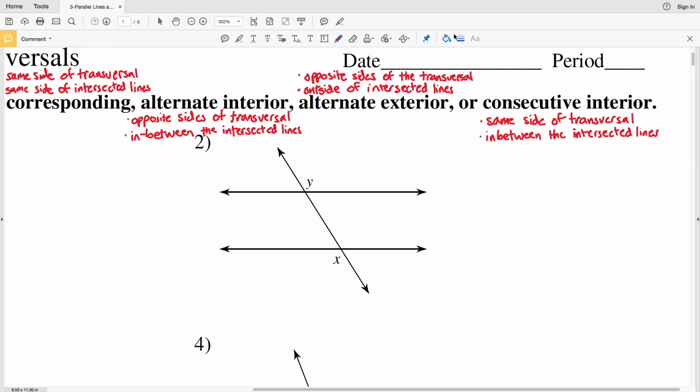Looking at number 2, X and Y are on opposite sides of the transversal. X is to the left and Y is to the right. So they're either going to be alternate interior or alternate exterior. However, both X and Y are outside of the intersected lines. So here would be in between the intersected lines. However, X and Y fall outside of that. Therefore, they are alternate exterior.